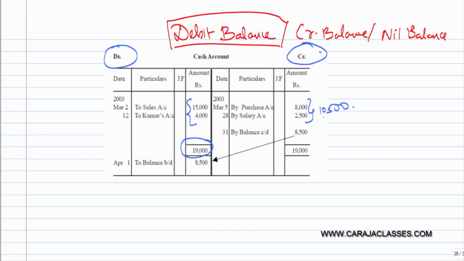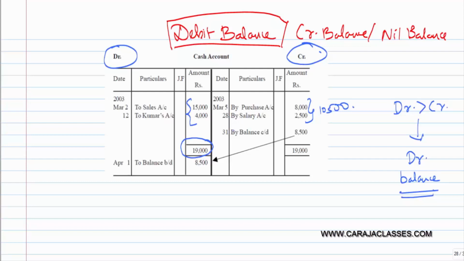So your debit total is greater than credit total. Then that account is said to have debit balance. When your debit total is greater than credit total, then that account is said to have debit balance. Say take an account where there will be only debit entries, then that account will have only debit balances.